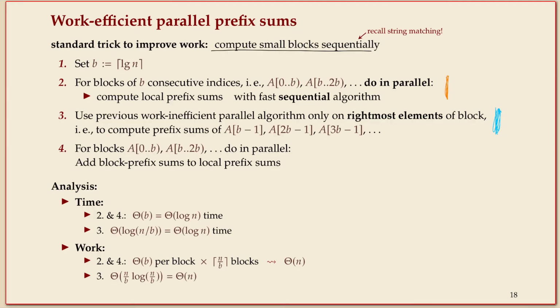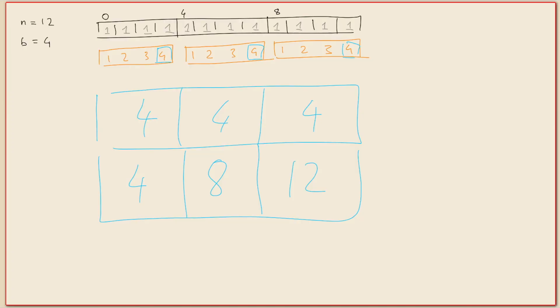And then we come back to the blocks. And add the global prefix before that block to all the values within the block. So what that's supposed to mean is we copy our orange part.